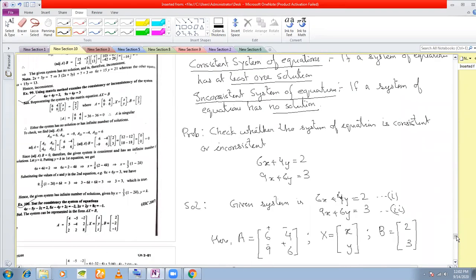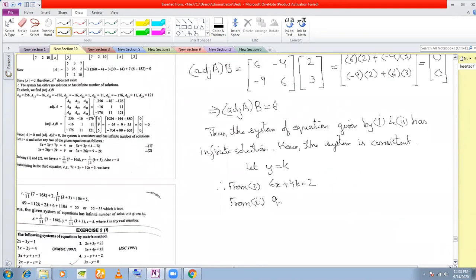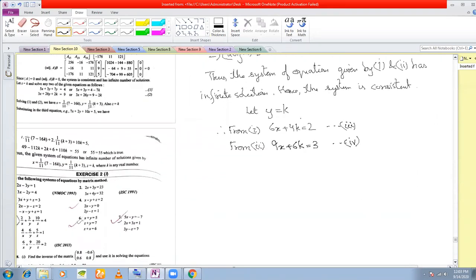From 2, we get 9x plus 6k is equal to 3. Right? This is what we get. Let us call this 3. And let us call this 4. Now what you do is, you have taken y is equal to k already, right? So either use 3 or use 4 to find out the value of x.